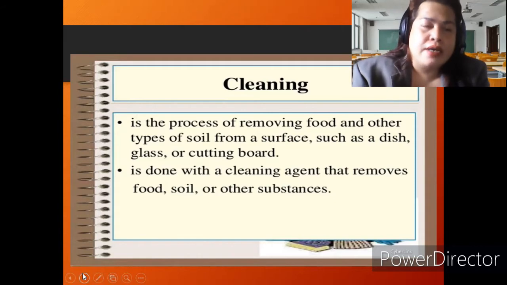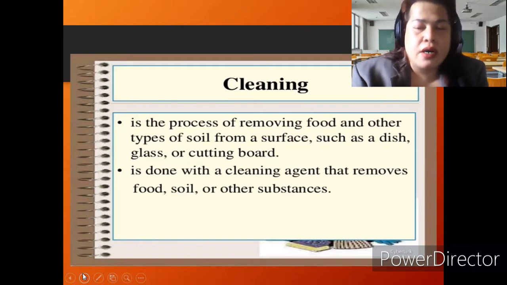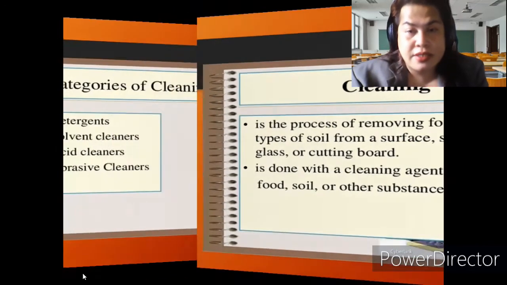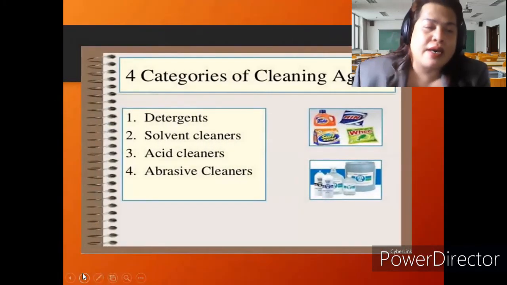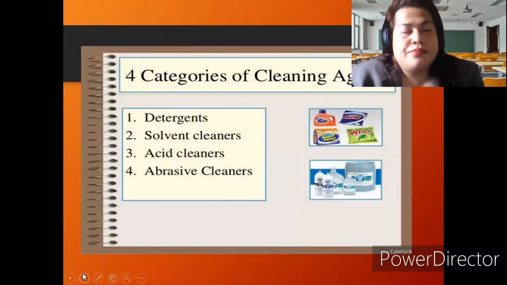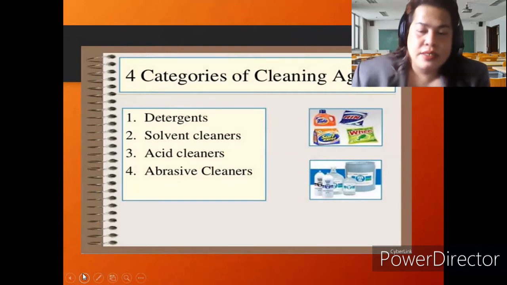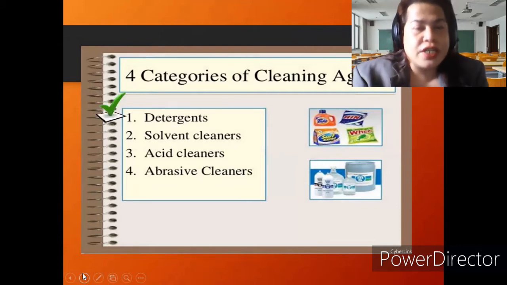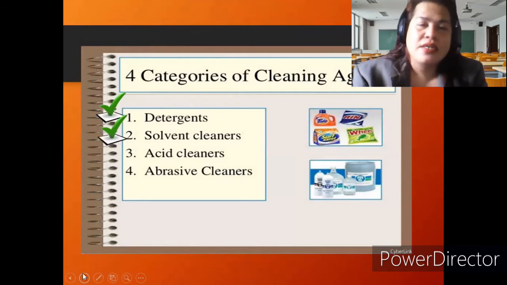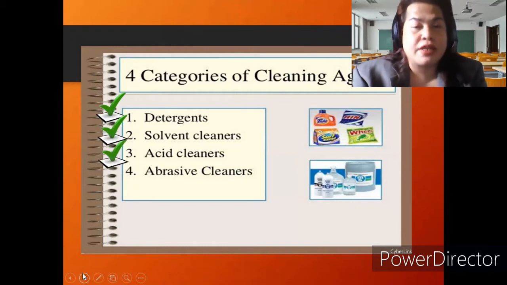In cleaning, guys, we have some cleaning agents. We divided the cleaning agents into four categories. First, we have detergent. Second, we have the solvent cleaners. Third, we have the acid cleaners. And fourth is the abrasive cleaners.